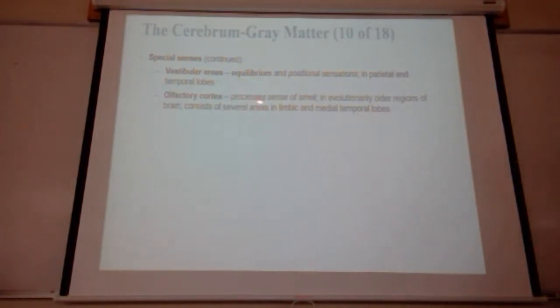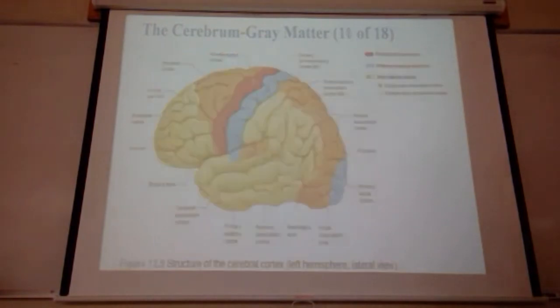The olfactory cortex processes the sense of smell. It is an evolutionarily older region of the brain. It consists of several areas in the limbic and medial temporal lobes. Again, as human beings developed, our vision got lots and lots better. Our smell got less and less so.